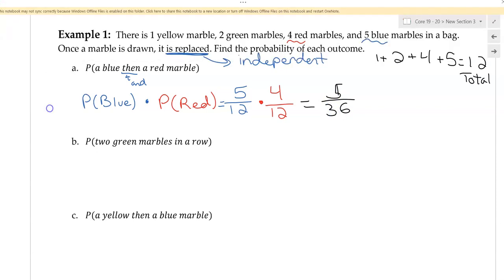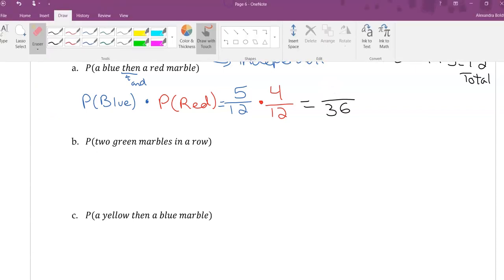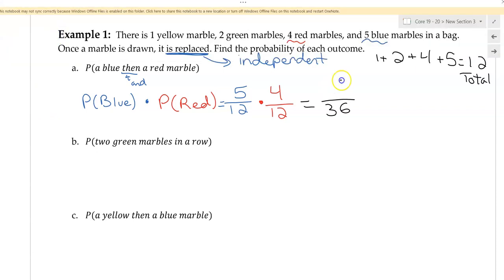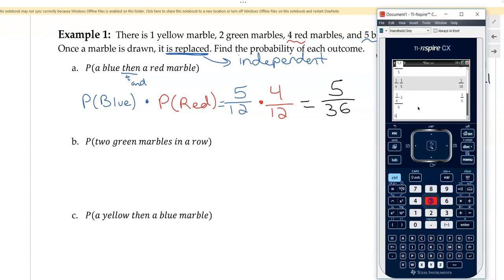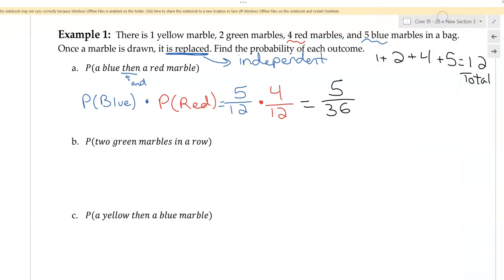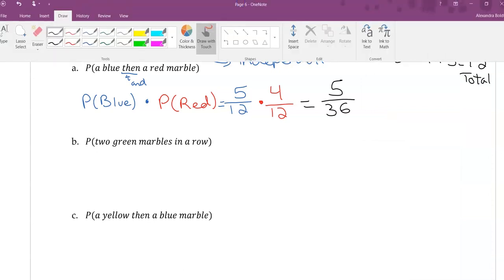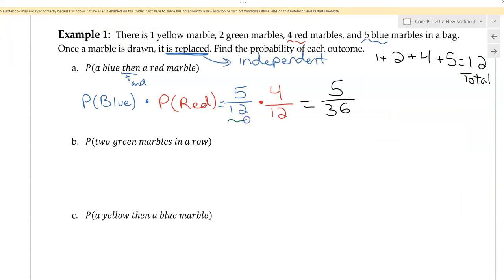Again, I'm just kind of typing it in. I'd just be typing it in my calculator. I'm just kind of doing it quicker. Right? But if I type in 5 divided by 12 times 4 divided by 12, we get 5 out of 36. Okay? The reason these numbers are the same, right, they both have 12, is because it got replaced. Okay? So I took out a marble and I put it right back in. I still have 12 marbles in my bag.